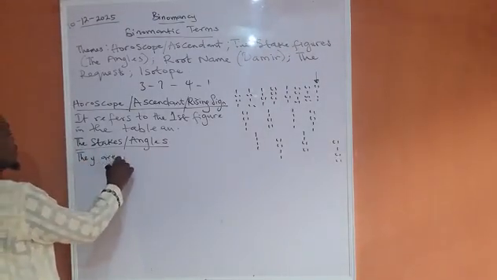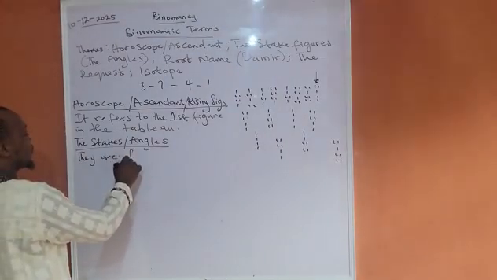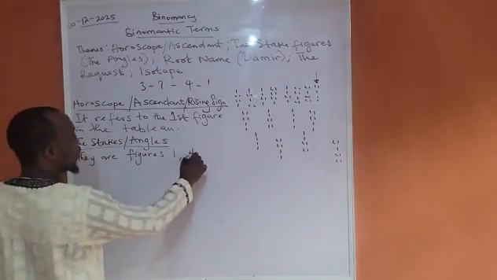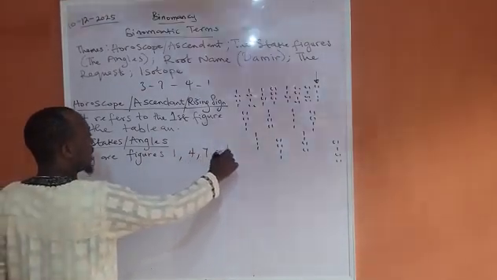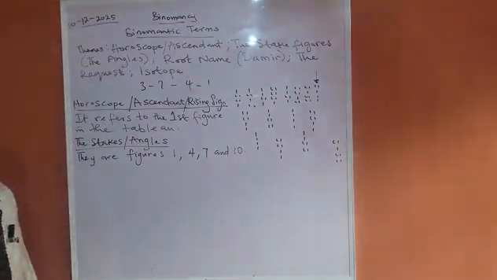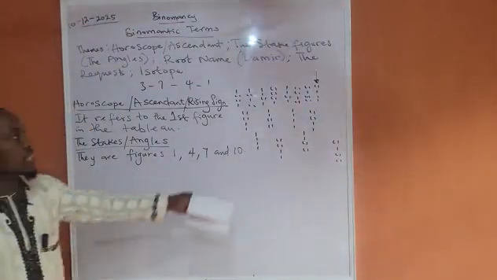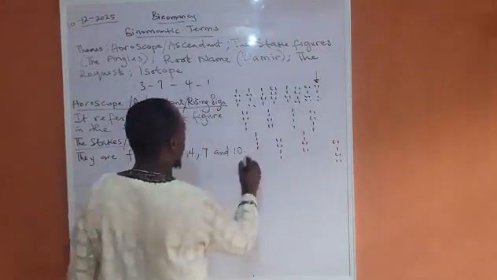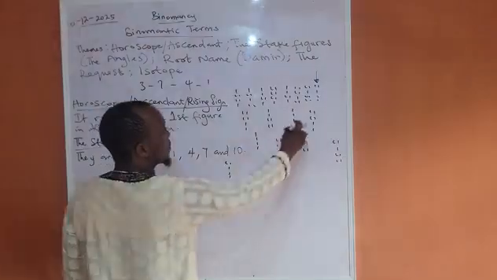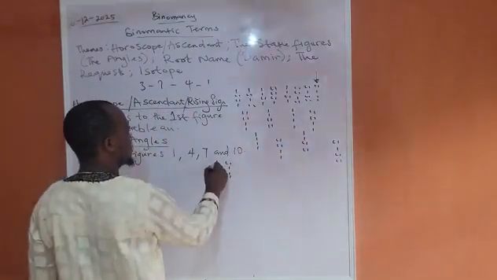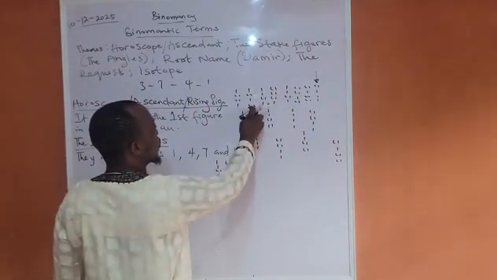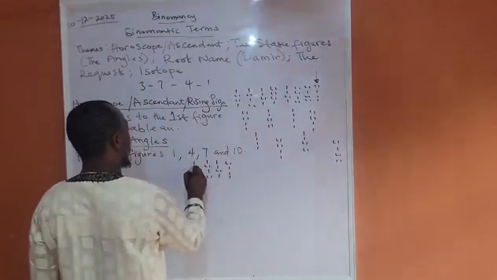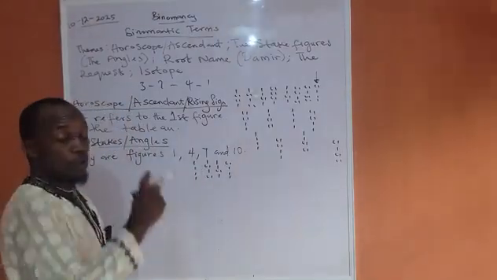They are figures 1, 4, 7, and 10. That is what we call the stake. So in this example here now, our stakes are this. That's figure 1, then figure 4, then figure 7, and figure 10. These are the stake figures.